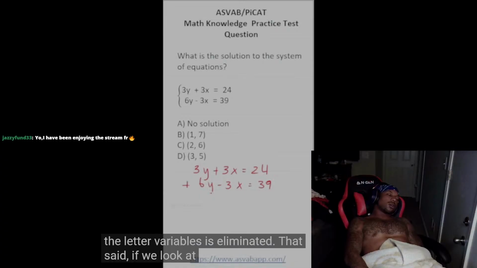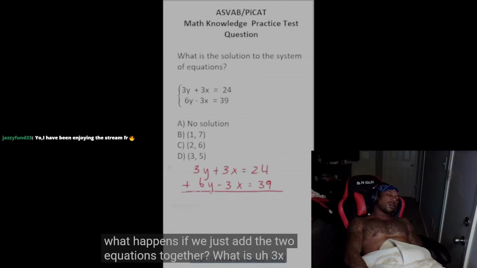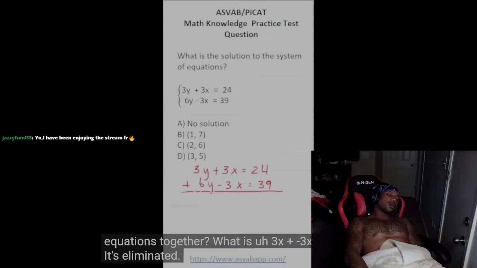That said, if we look at our system here, what happens if we just add the two equations together? What is 3x plus negative 3x? It's eliminated, so that's all we have to do in this case. 3y plus 6y is 9y.